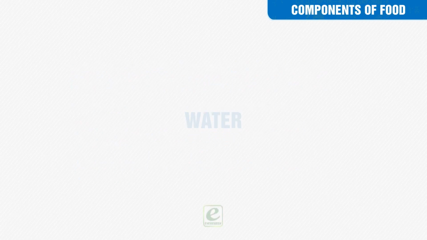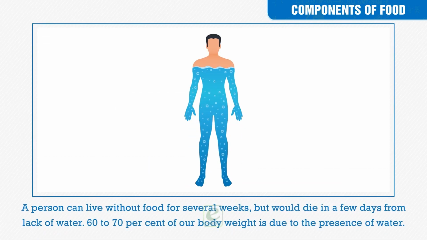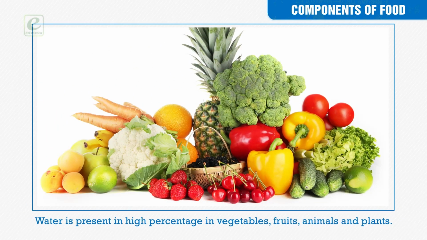Water. A person can live without food for several weeks, but would die in a few days from lack of water. 60 to 70% of our body weight is due to the presence of water. Water is present in high percentage in vegetables, fruits, animals, and plants.